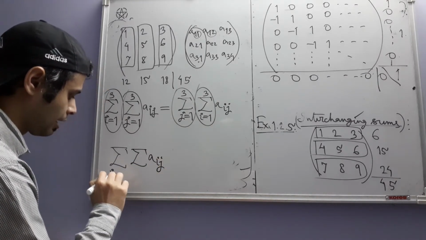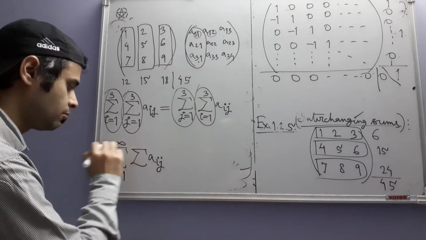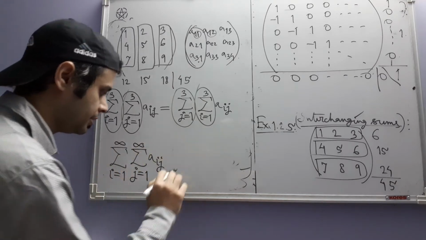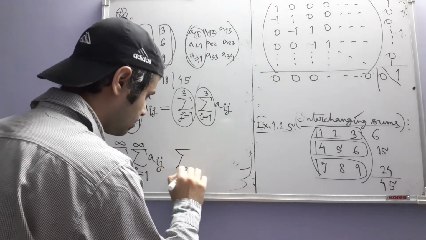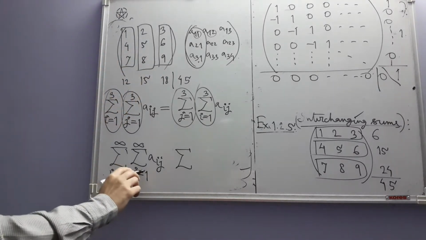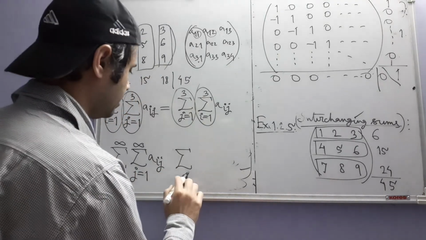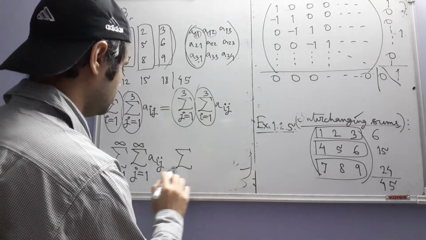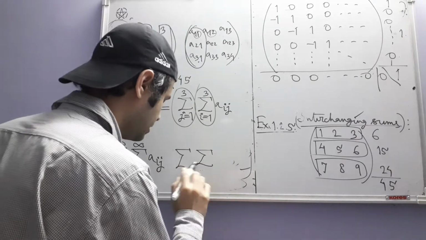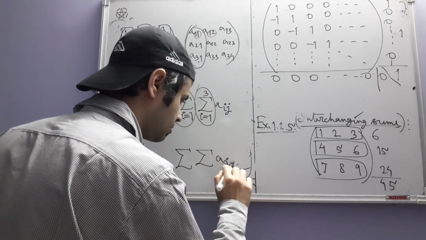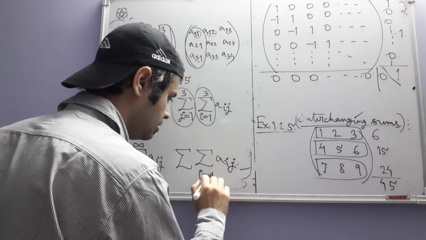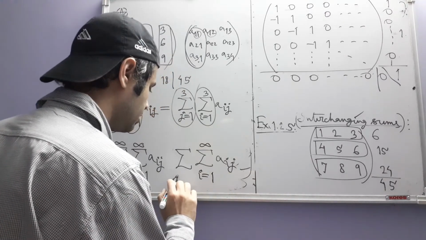Aij, i varying from 1 to infinity, j varying from 1 to infinity, and the other one is the sum of all the row sums, and this is the sum of all the column sums, or I may have said the other thing, it does not matter. What matters is that these two sums are not necessarily the same.